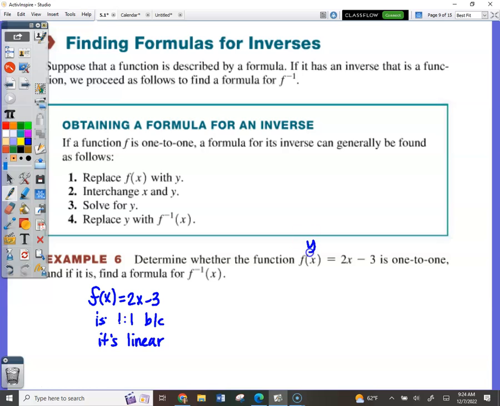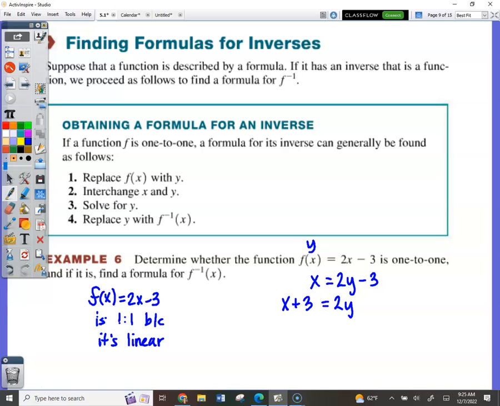This is y equals 2x minus 3. So swapping them, I would have x equals 2y minus 3. Now you're going to solve for y. So add 3 to the left. And now divide by 2. And I just wrote the whole thing over 2 because this was just what's the equation.